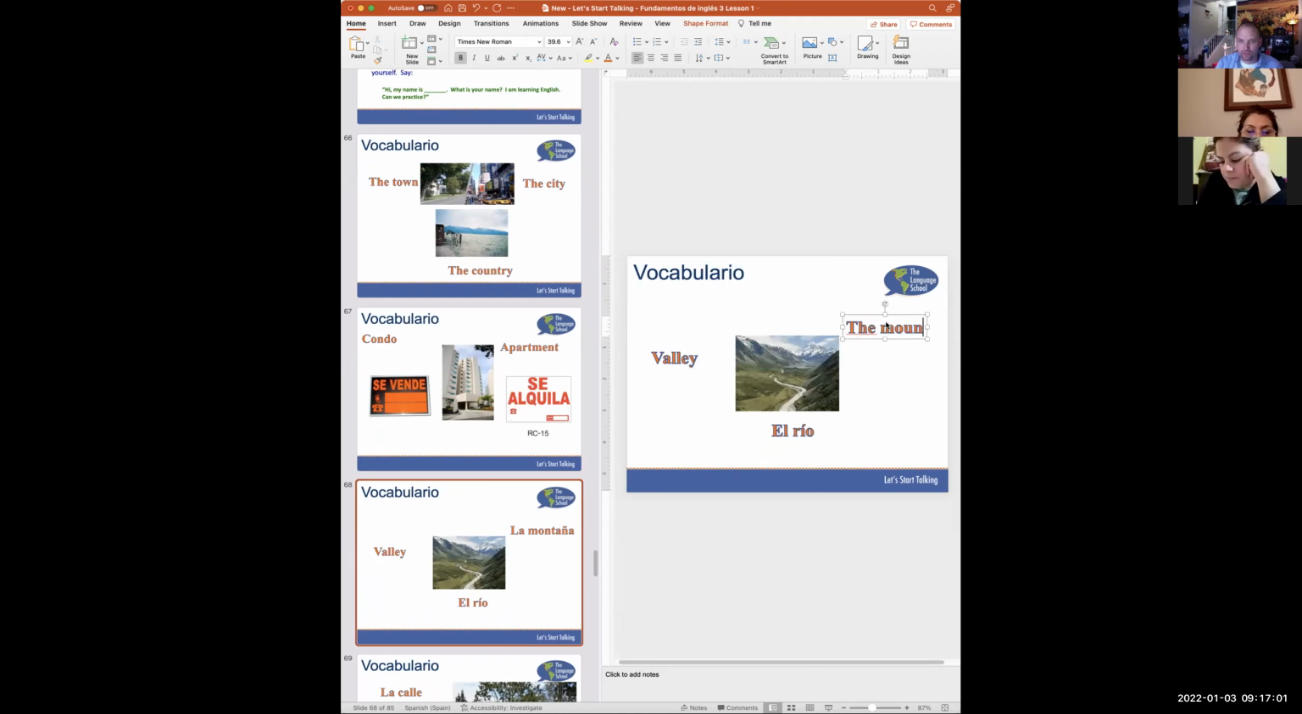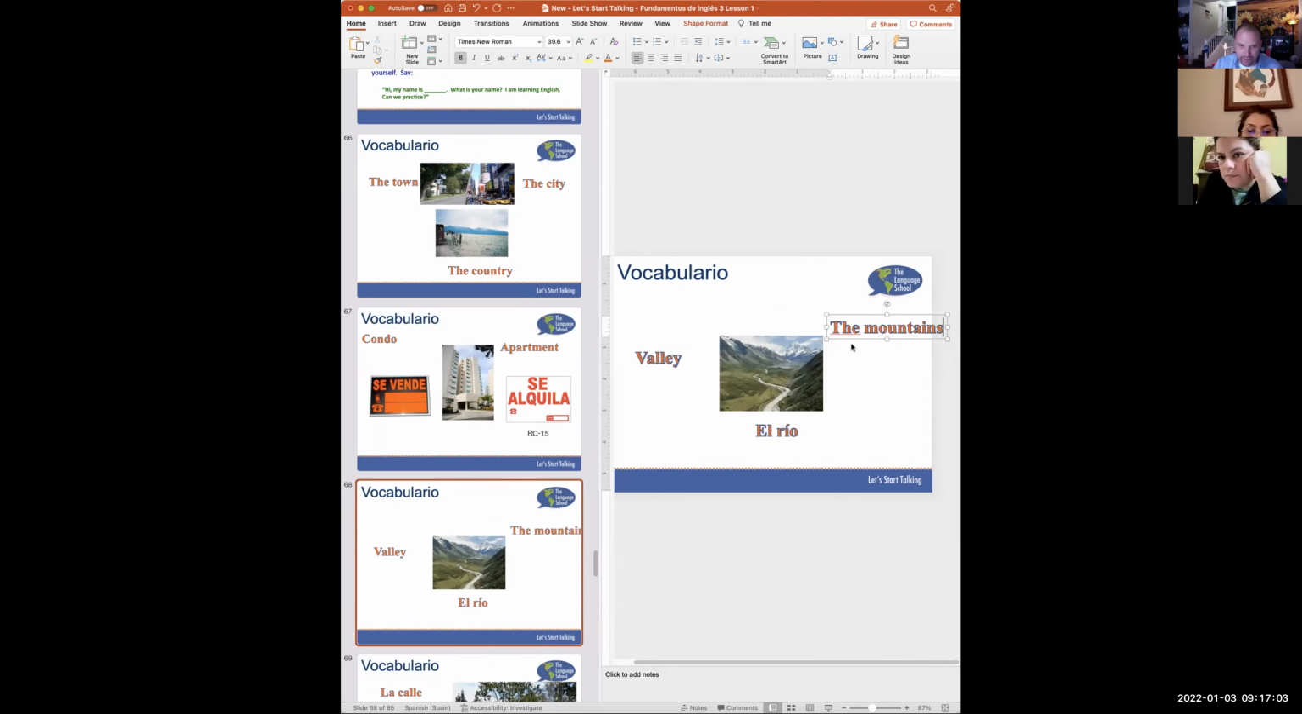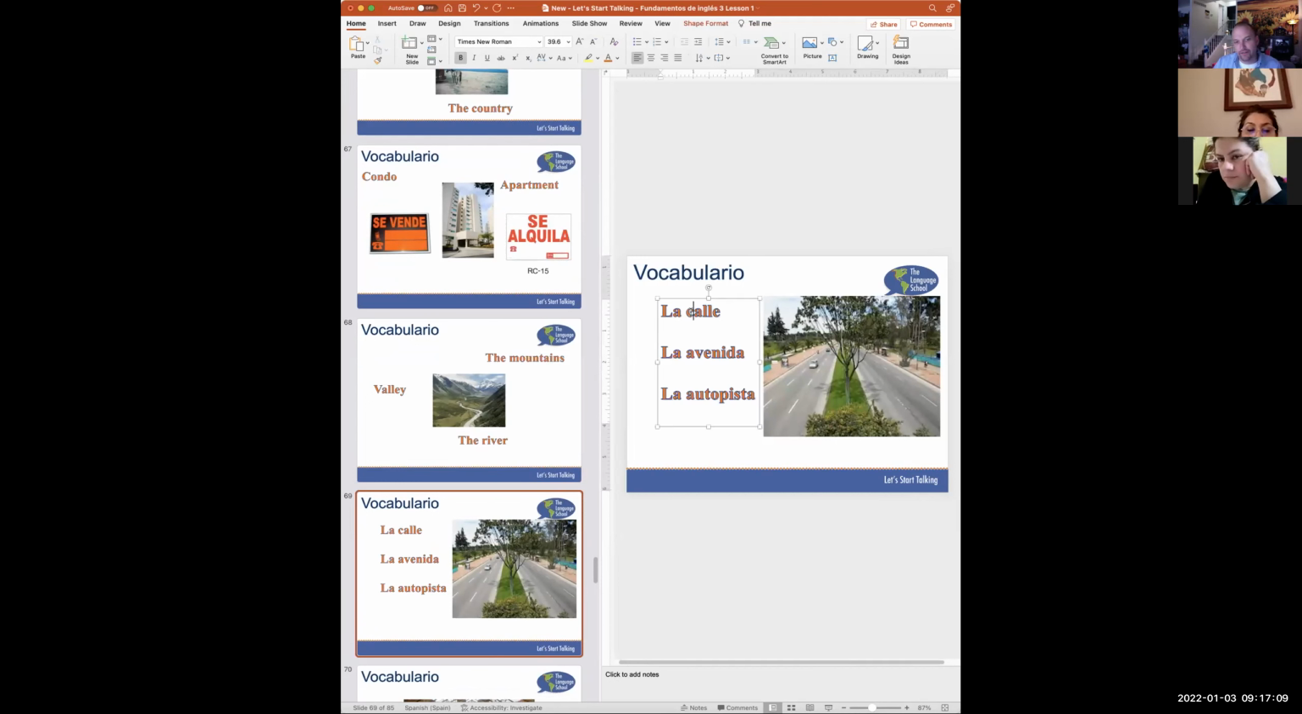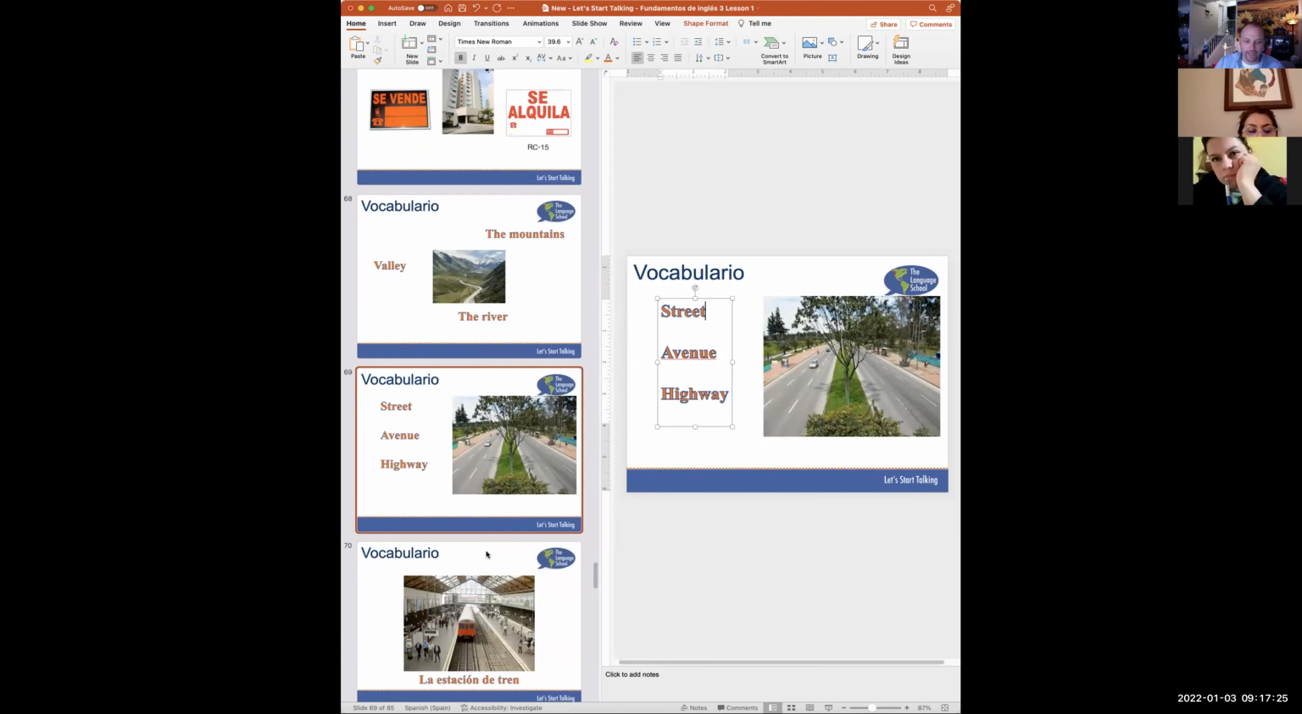Mountain. The mountains. In English we always say it in the plural. Mountains. River. And then here, talking about streets, we have street, avenue, and highway. Highway. And road. Road is also used. Street is like road, like any type of that.